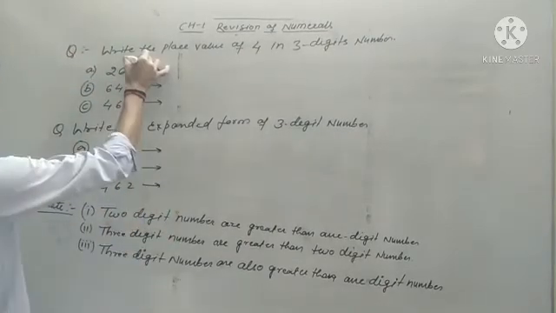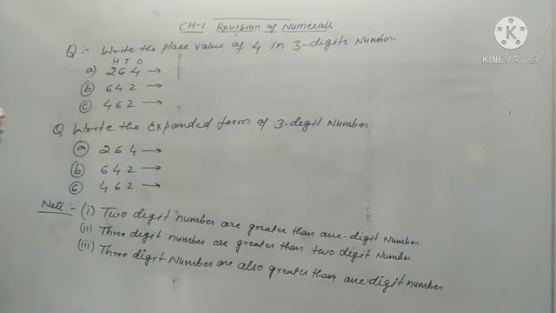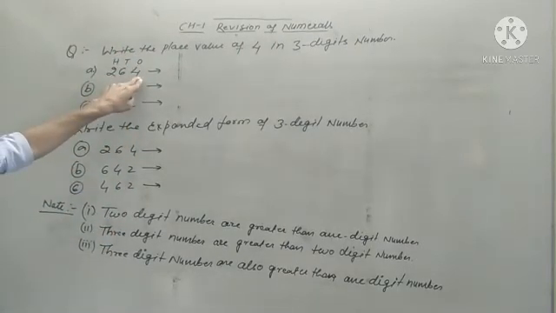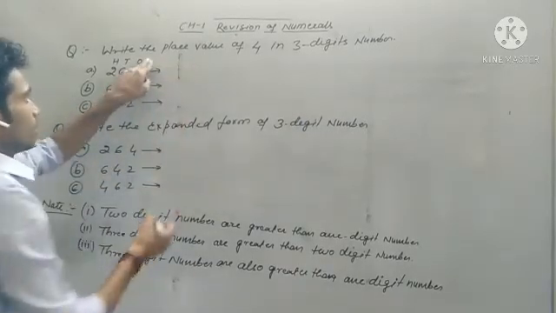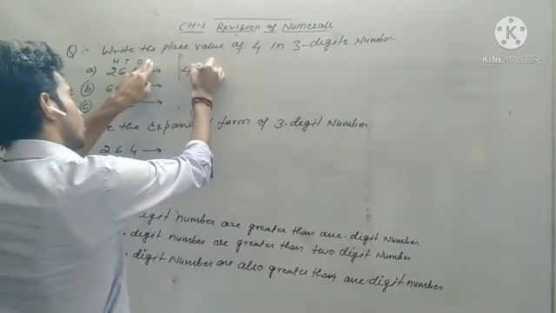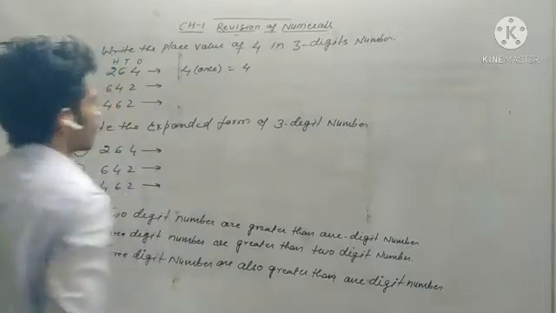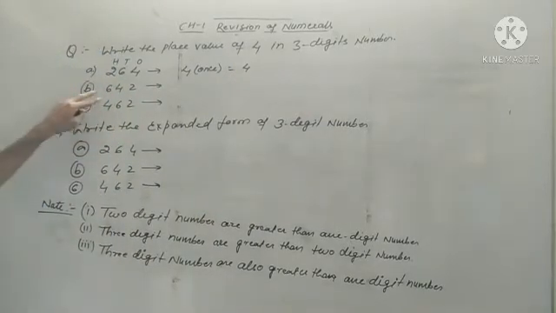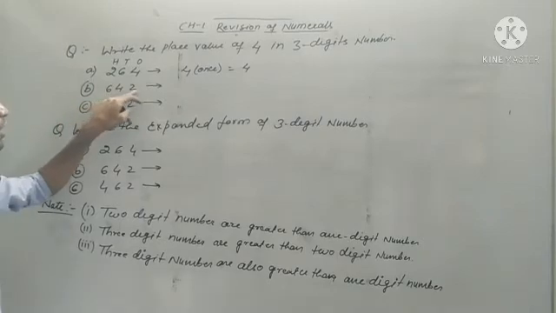So here is a 3-digit number, 264. This is the ones place, this is the tens place, and this is the hundreds place. So the place value of 4 in 264: 4 is in the ones place, so right here it is 4 ones. So this is equal to 4. Is it clear?